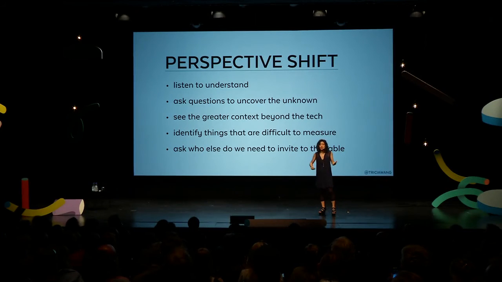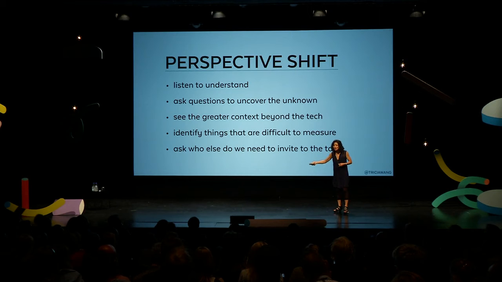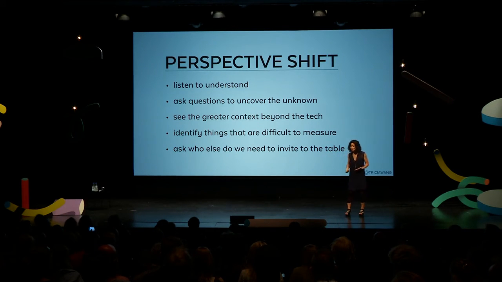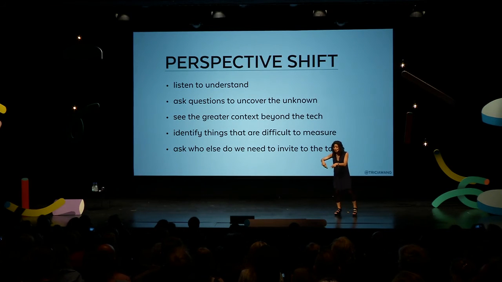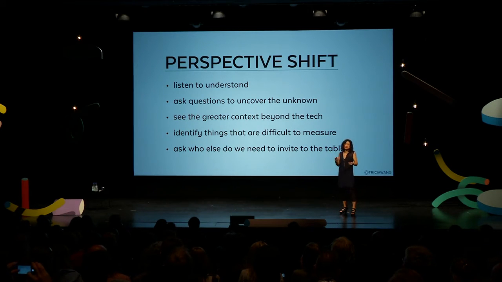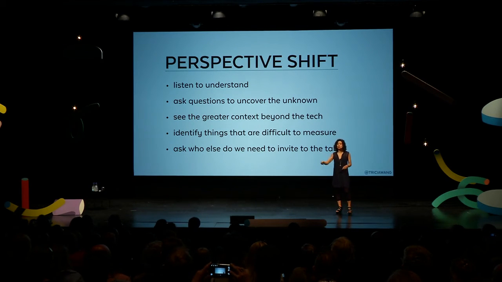This involves skills like listening to understand instead of just listening to reply. Asking questions about the unknown instead of just asking questions about what we already know. Seeing greater context beyond the technology instead of just focusing on the interaction. Identifying things that are very difficult to measure, not just making decisions based off of data sets that we already have. And it's also about asking who else do we need to invite to the table instead of just working with the default majority.